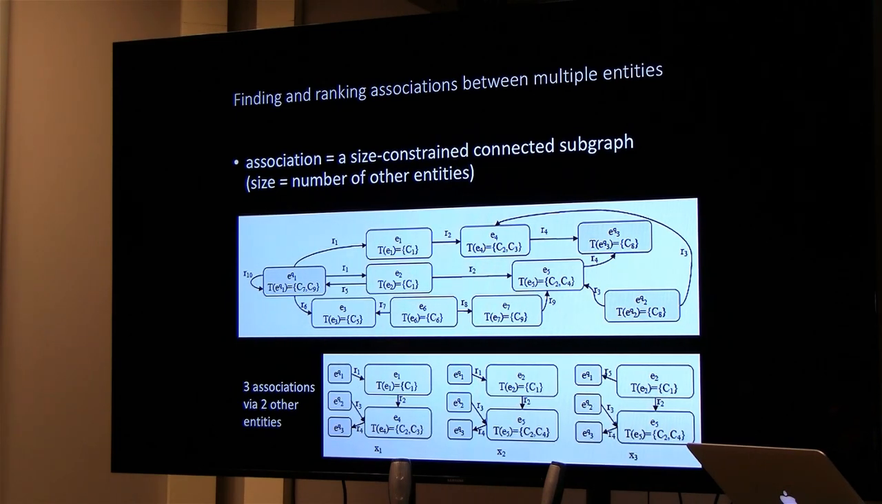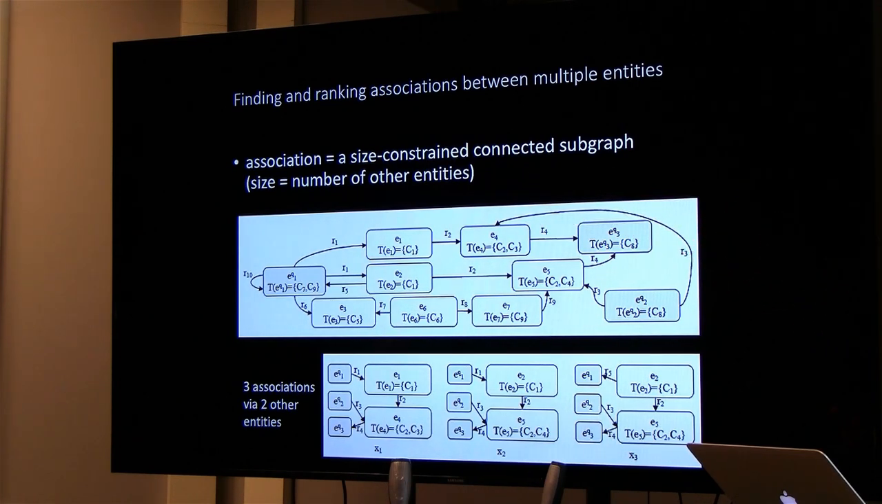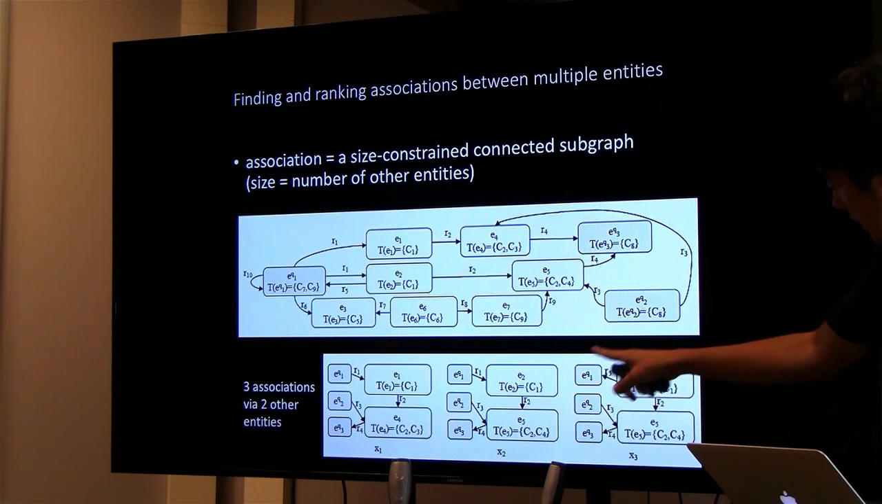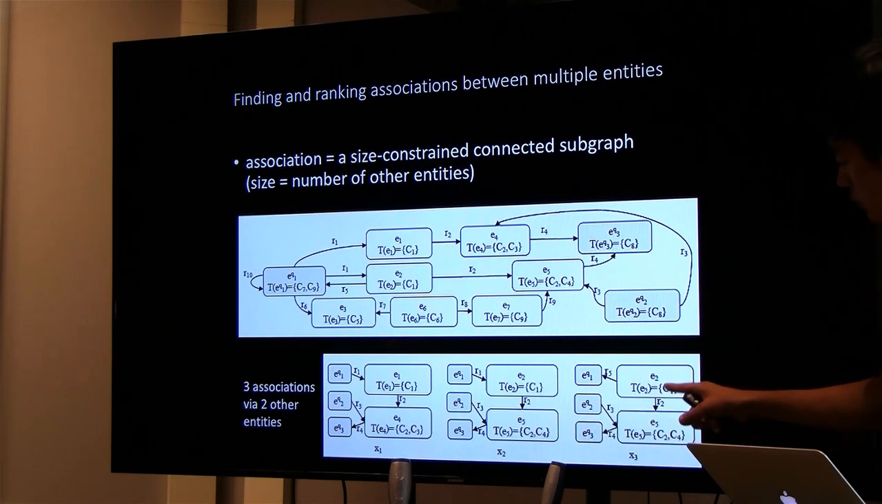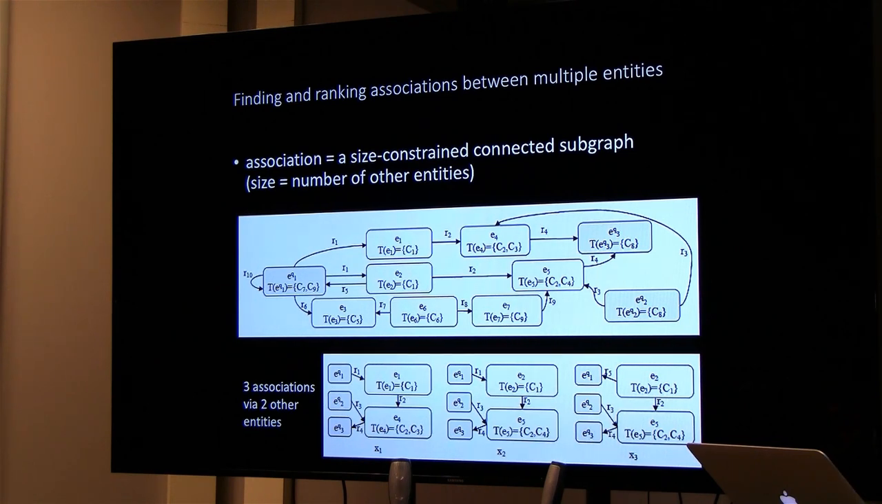Basically, it has been defined as a size-constrained connected subgraph. That is a graph that is connected and also contains all the query entities. So basically, such a graph is usually a tree. Okay. Here is an example. If we define the size by the number of other entities that have to be introduced in order to make the subgraph connected, by introducing two additional entities, we can extract such a subgraph from this graph that connects the three query entities by using two additional entities. So here is an association that connects the three query entities we are interested in.